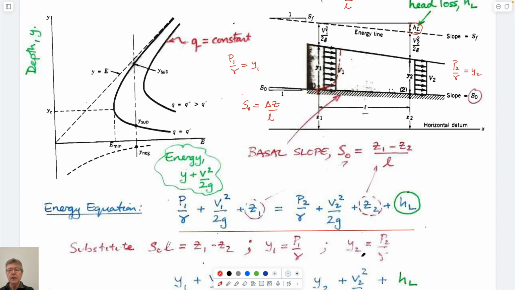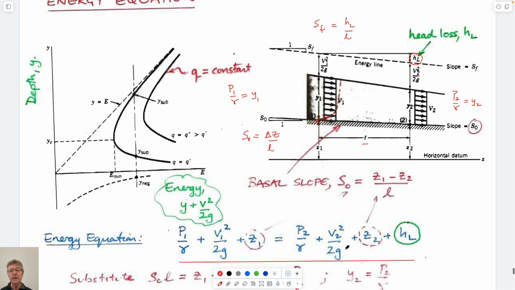Then what we can do is we can realize that we have these characterizations. We have the head loss defined in terms of this slope. So the head loss exists through Z1 and Z2. And so clearly we can define that in terms of the slope of the bed. The pressure head here and here we can define in terms of Y2 and Y1.